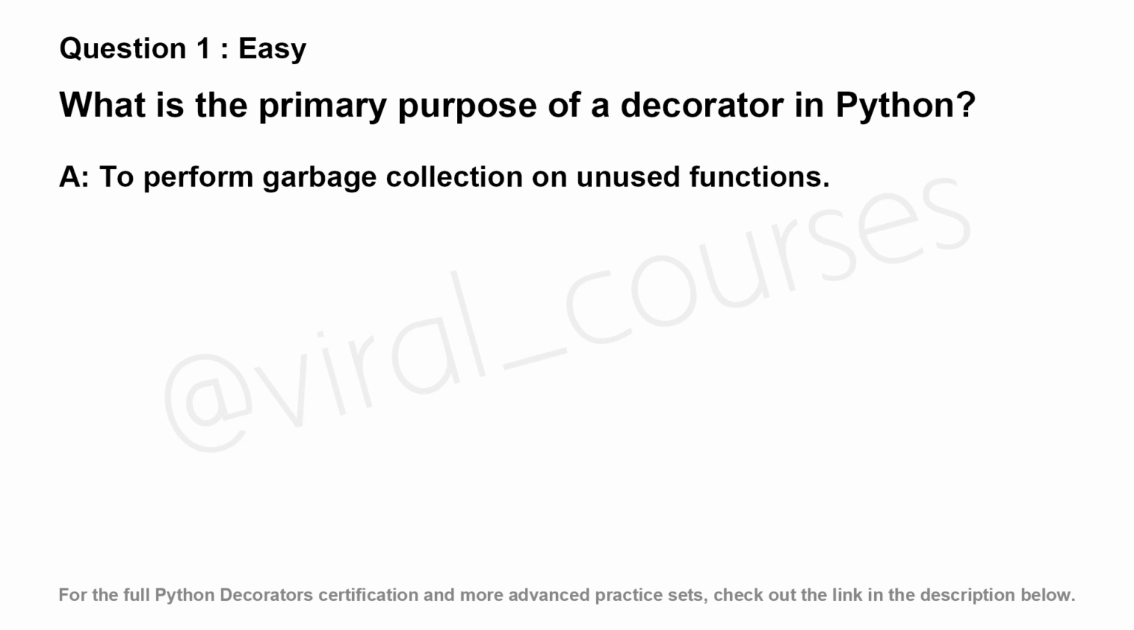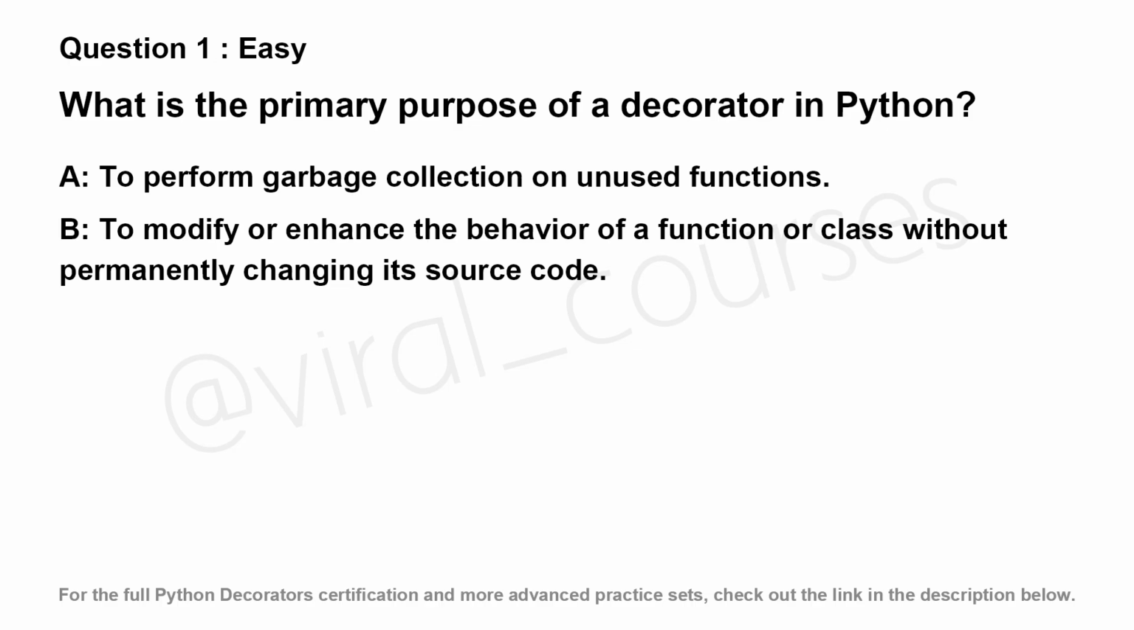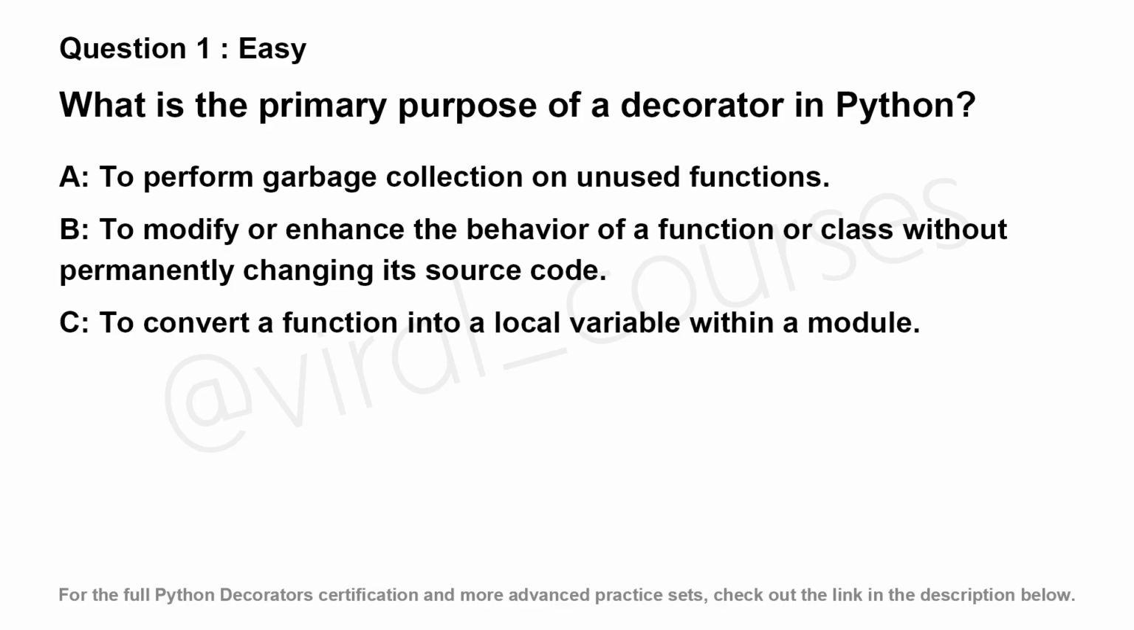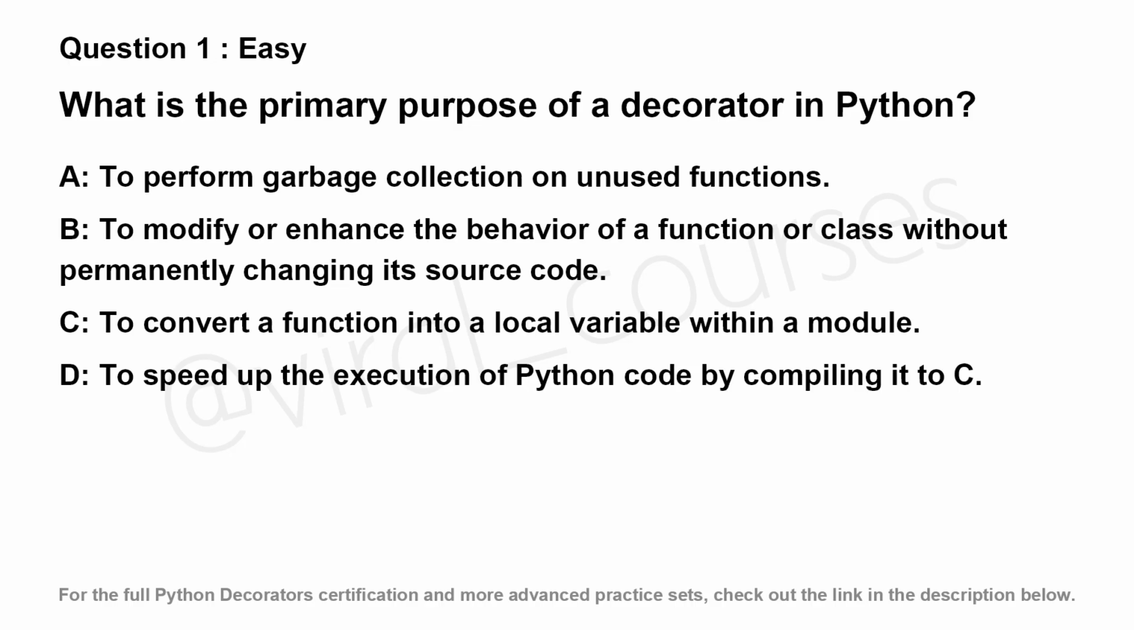What is the primary purpose of a decorator in Python? Option A. To perform garbage collection on unused functions. Option B. To modify or enhance the behavior of a function or class without permanently changing its source code. Option C. To convert a function into a local variable within a module. Option D. To speed up the execution of Python code by compiling it to C.